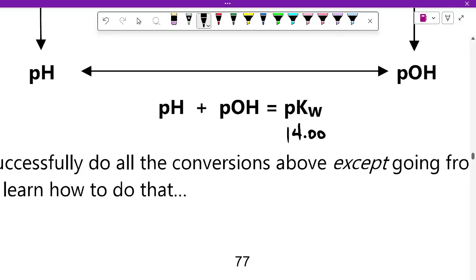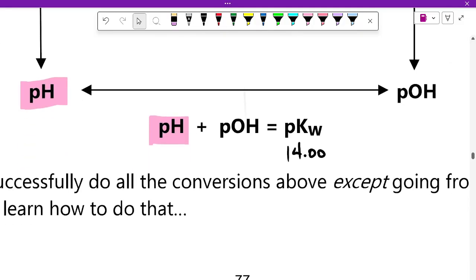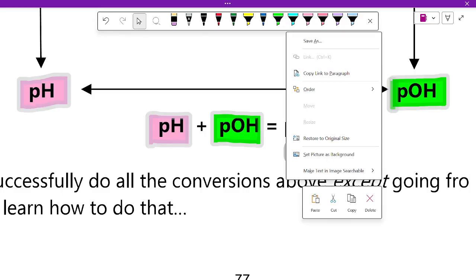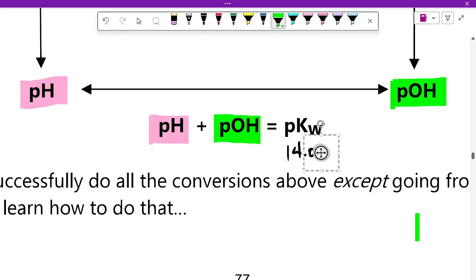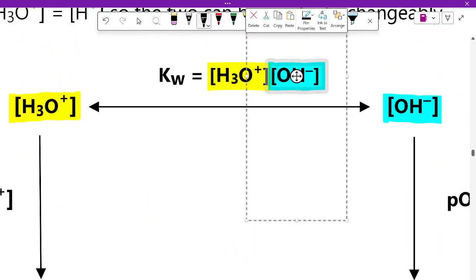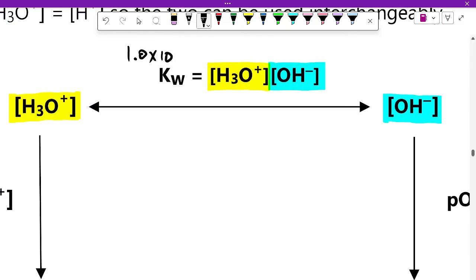then you're going to use, so if we have pH and pOH, let's make that one green. Okay, good. There we go. So that's 14.00. So that gets us back and forth from pH to pOH and from hydrogen to hydroxide. And Kw, of course, is 1.0 times 10 to the negative 14.